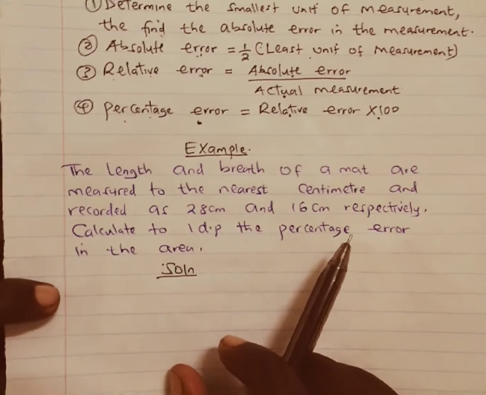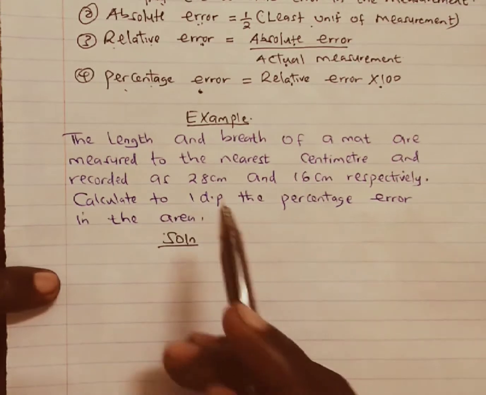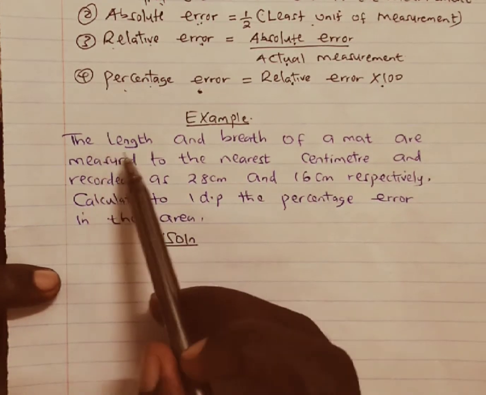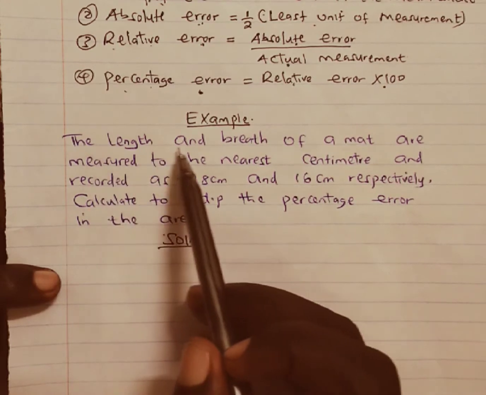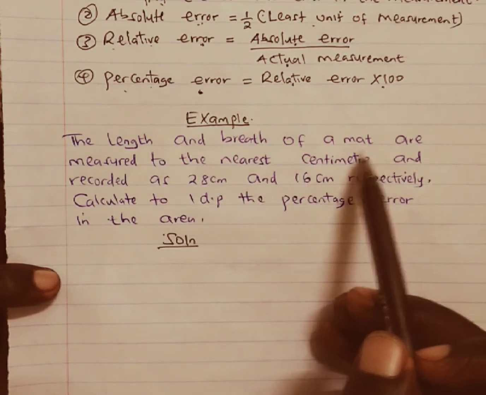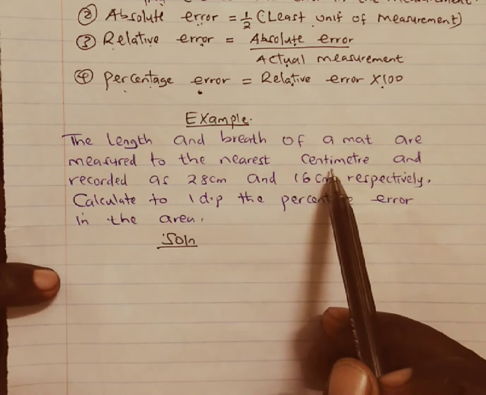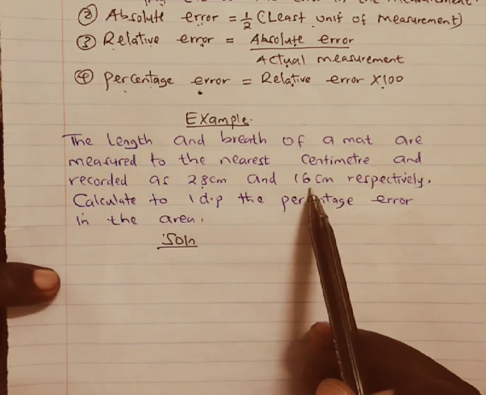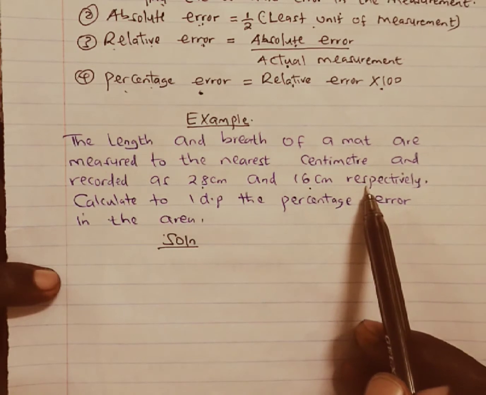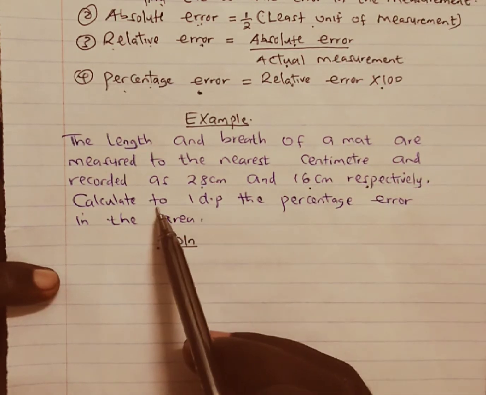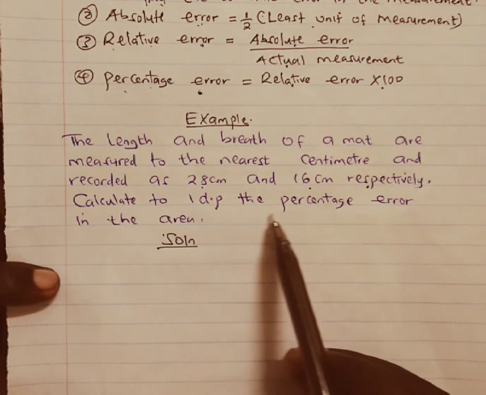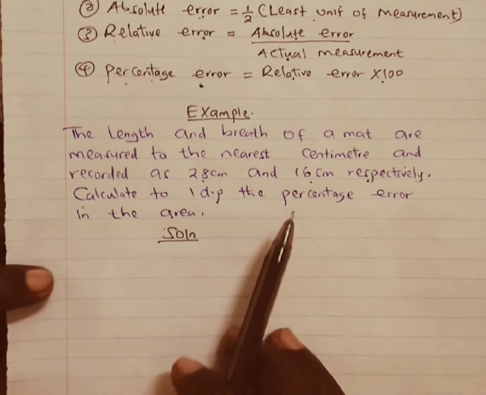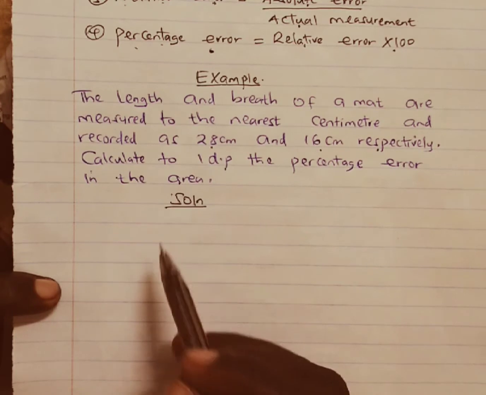In this case now, let us go through a question. The question we have reads, the length and the breadth of a mat are measured to the nearest centimeter and recorded as 28 centimeters and 16 centimeters respectively. Calculate to one decimal place the percentage error in the area. So let us look at the solution to this.